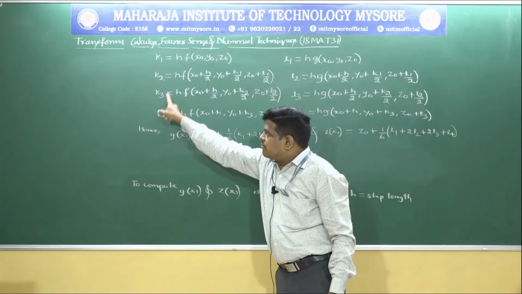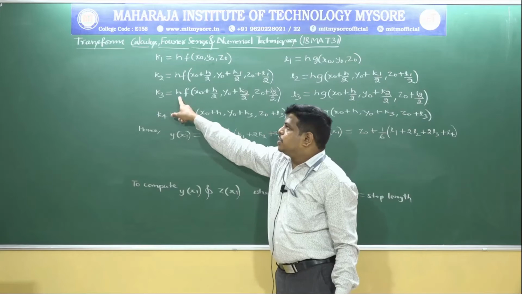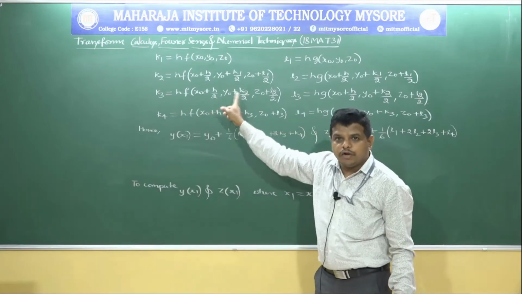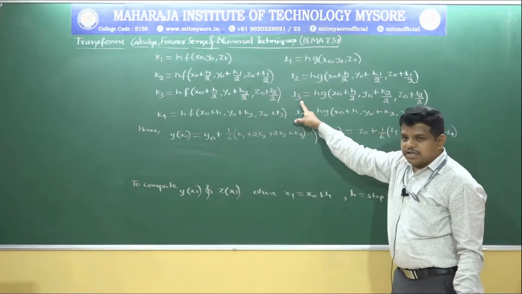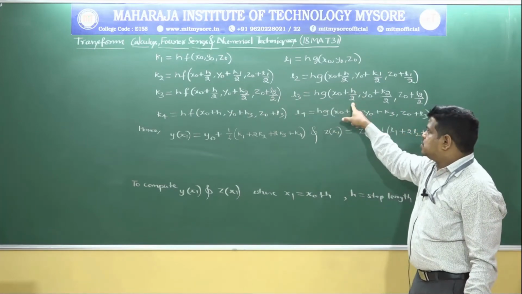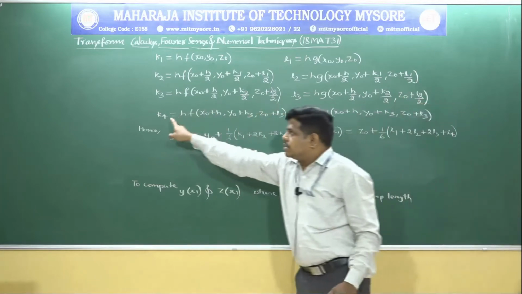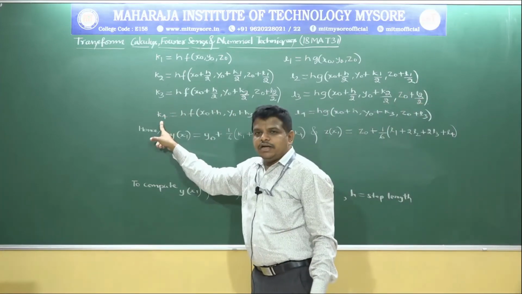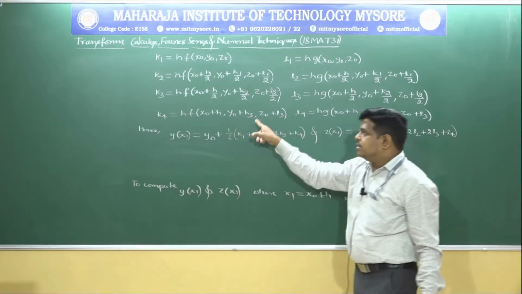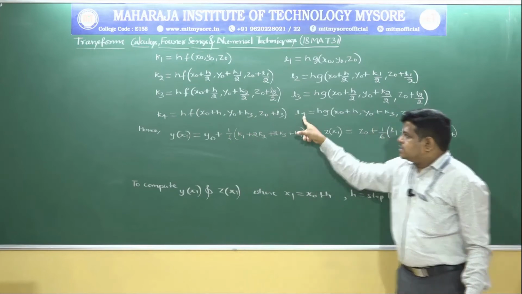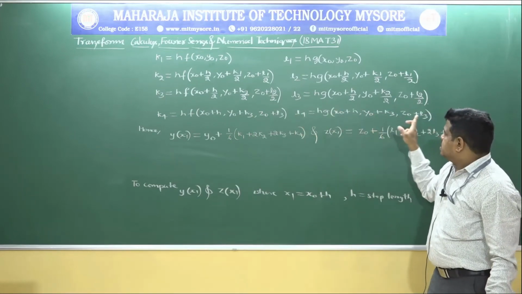Next, after finding L2, we need to find k3. K3 is given by h into f of x naught plus h by 2, y naught plus k2 by 2, z naught plus L2 by 2. Next, L3 is given by h into g of x naught plus h by 2, y naught plus k2 by 2, z naught plus L2 by 2. Next, after finding L3, we need to find k4, that is h into f of x naught plus h, y naught plus k3, z naught plus L3. Next, L4 is given by h into g of x naught plus h, y naught plus k3, z naught plus L3.